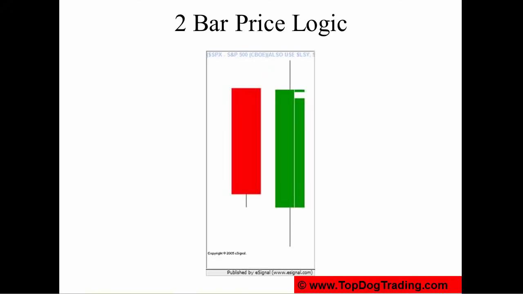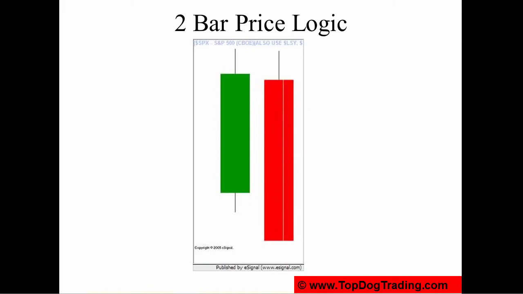We'll get to some of that in the future, whether one bar validates or invalidates the next one. Here's just the opposite example, of course. So here we've got the bullish bar, and then this bar, bearish. So the bar on the right, the most recent bar, is invalidating the bar before it.